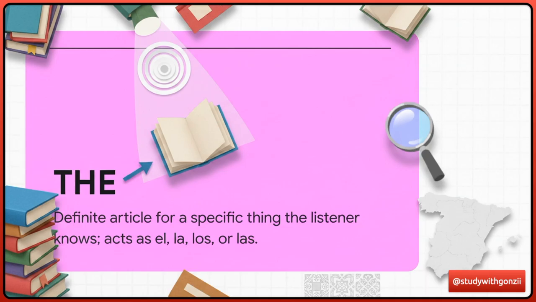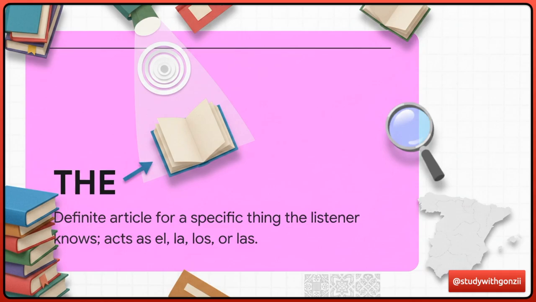"The" is our definite article. You use it when you're talking about something specific, and, this is key, both the speaker and the listener know exactly what's being referred to. If you're mentally translating this, "the" does the heavy lifting of acting as "el," "la," "los," or "las" in Spanish.